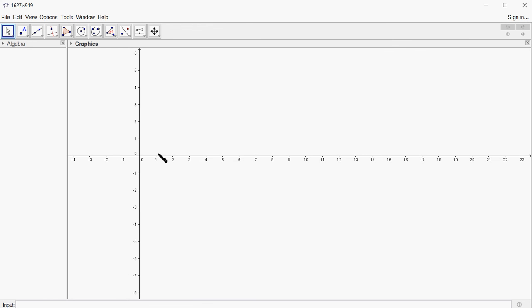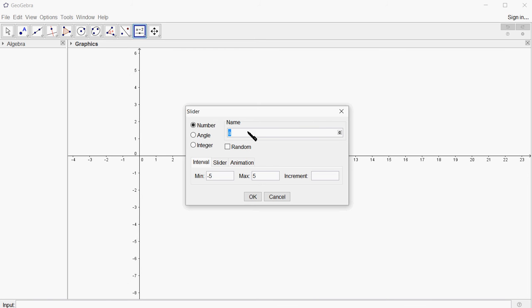The first thing is, since I have to change the mean value, I'm going to make something called a slider. A slider is sitting right here. So I'm going to click there and click anywhere on the screen, so I'll click right here. The name is going to be mu, so mu is right here, I think. So click on that.